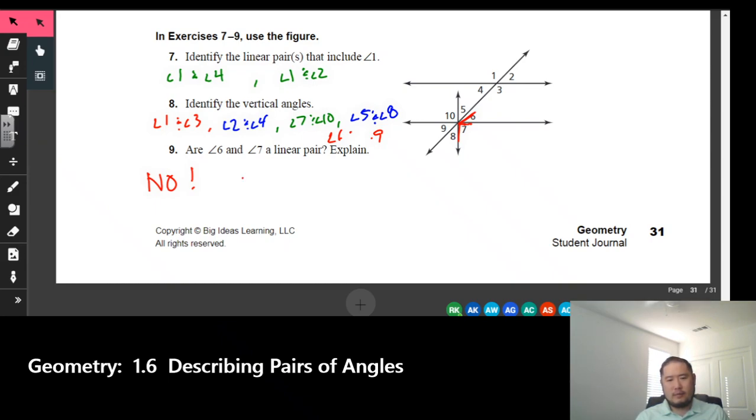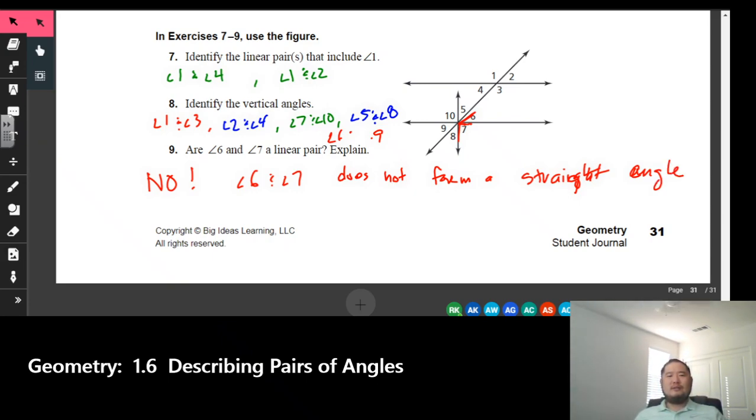So we could say angle 6 and angle 7 do not form a straight angle. And remember, we should know that a straight angle is one that happens to equal 180 degrees. And I'll go ahead and just write it out. All right. So that concludes chapter 1.